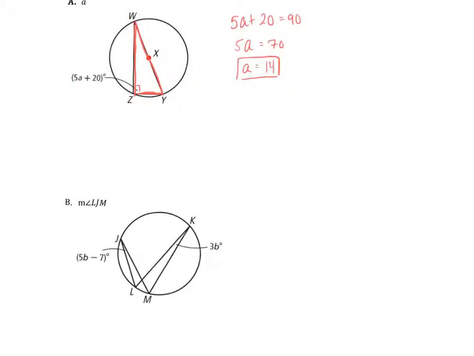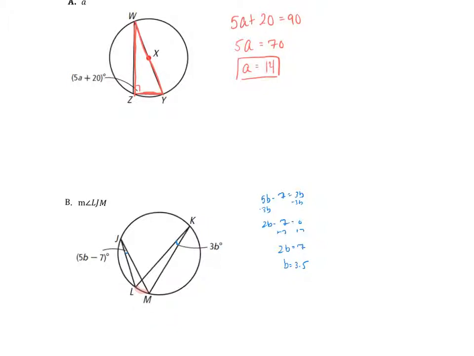So the measure of angle LJM, we actually notice that both of these angles subtend the same arc. So here's my arc. And so therefore, since they're both coming off of the same arc and they're both inscribed angles, they're going to be congruent to each other. So I can do 5b minus 7 equals 3b, subtract 3b. 2b minus 7 equals 0, add 7. 2b equals 7, so b equals 3.5 when you divide both sides by 2.